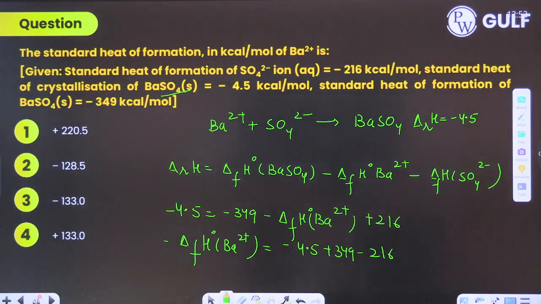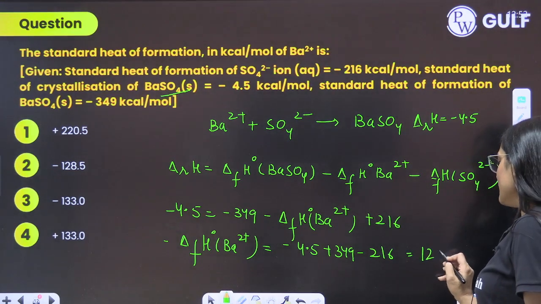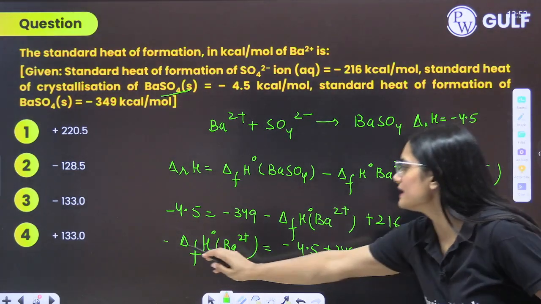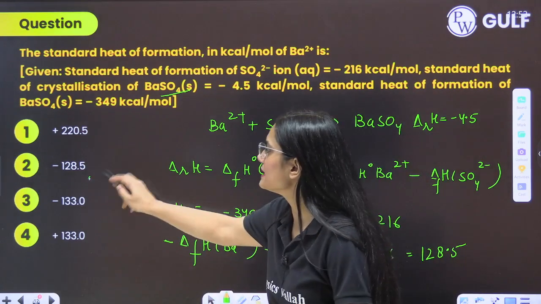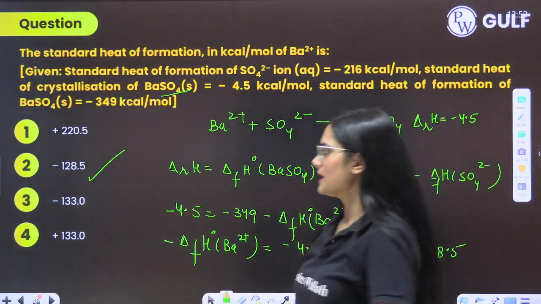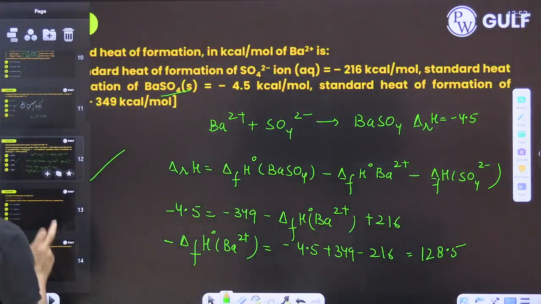Minus 4.5. The value is coming as 128.5, and this value would be negative because here there is a minus sign. So yes, option second is the right answer. Okay. Next one, guys.